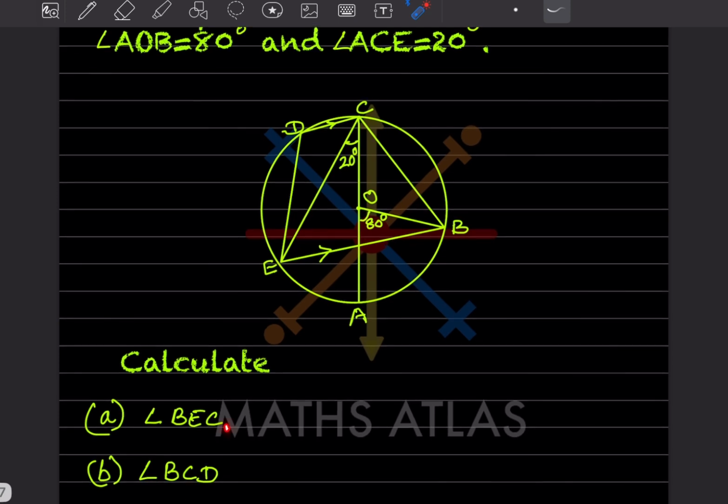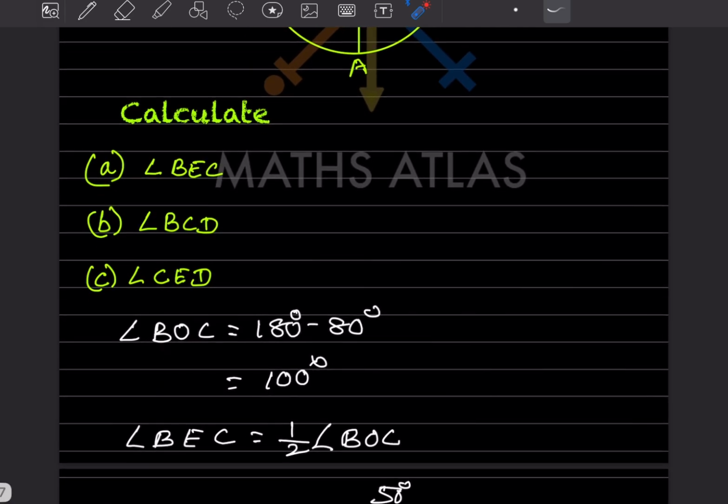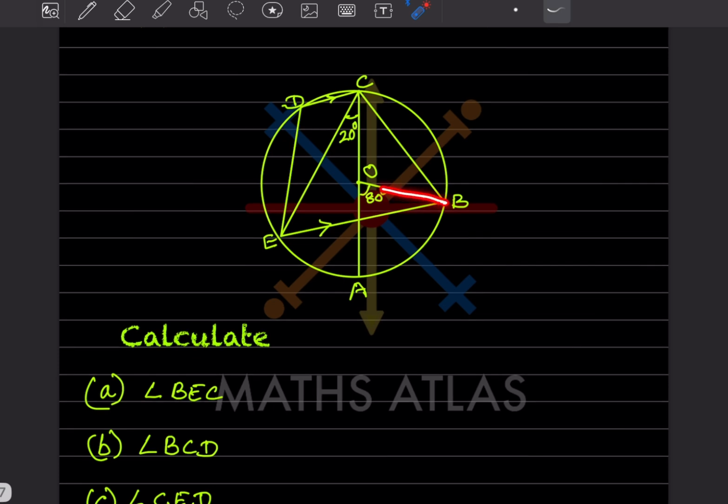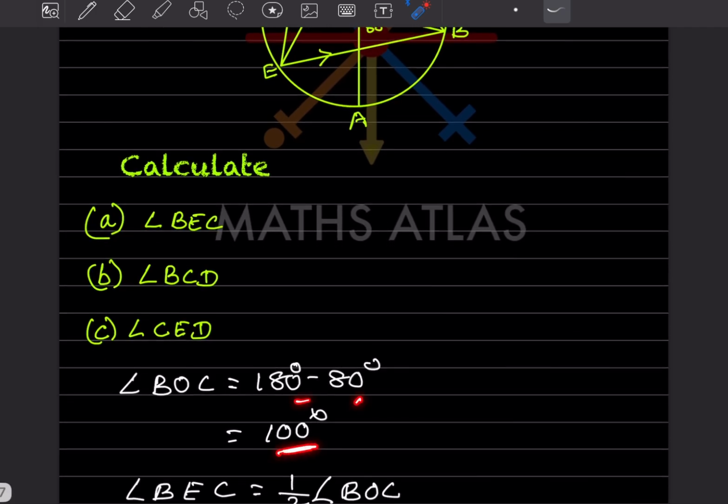So you have to calculate BEC, B, E and C, this angle, then BCD, this angle, and CED, again CED, this angle. So this one and this angles we have to find out. So from this one angle BOC, you can see this BOC. So now you can see this together is 180 degree. So what will you write here? 180 minus 80 degree, which is going to be 100 degree.